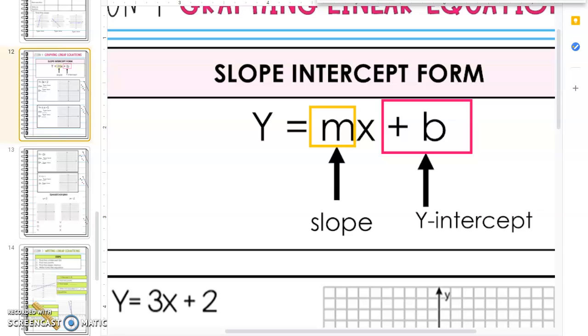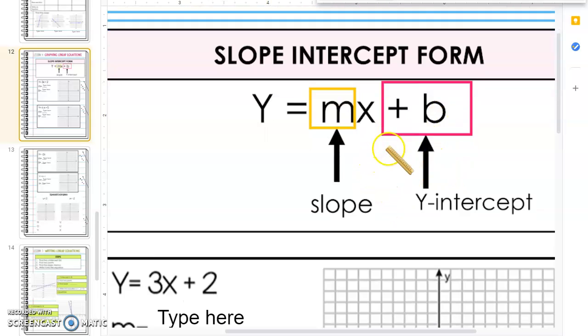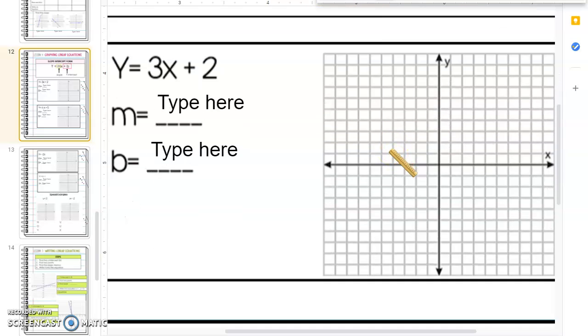So remember, slope-intercept form tells us how a graph goes, right? So the number in front of the x is our slope. This m is our slope, and that's our rise over our run. The number by itself at the end is our b, and that's our y-intercept, and that tells us where it crosses the y-axis. All right, so let's try this one here.